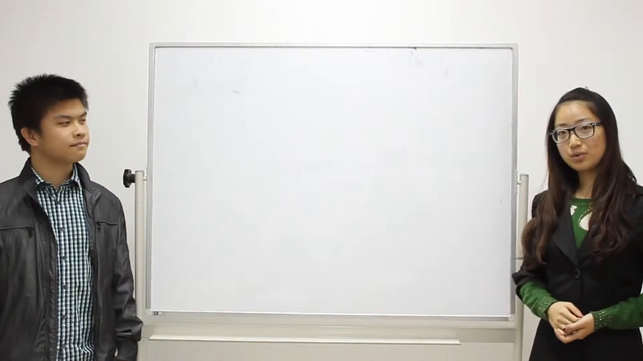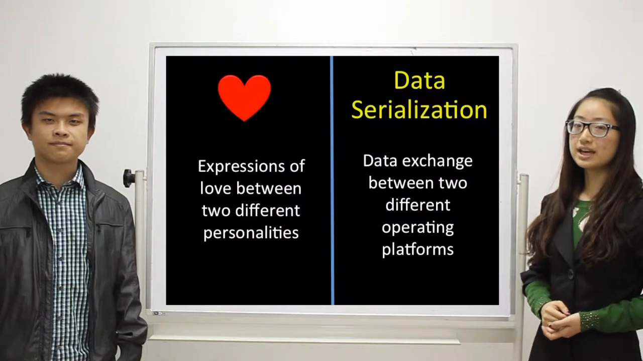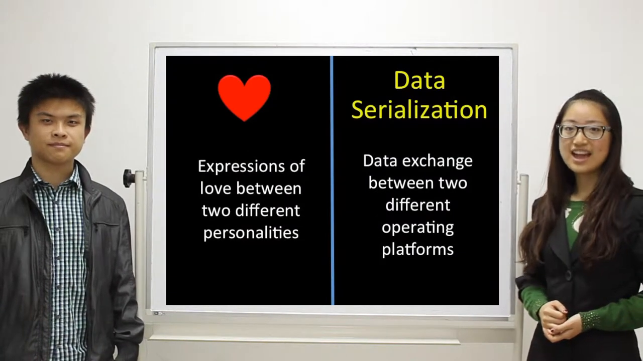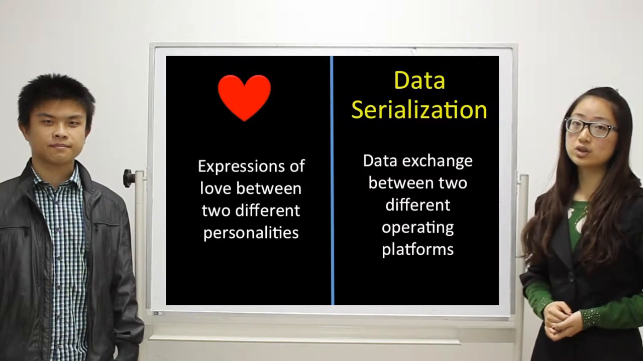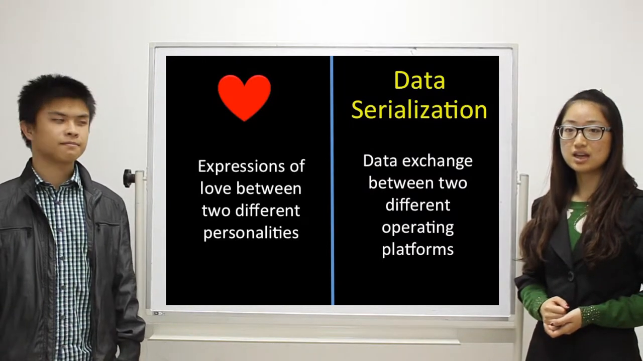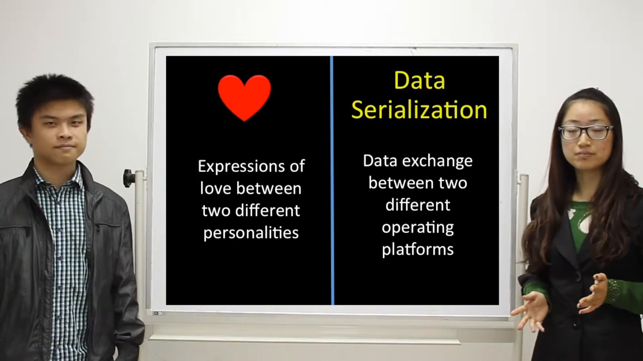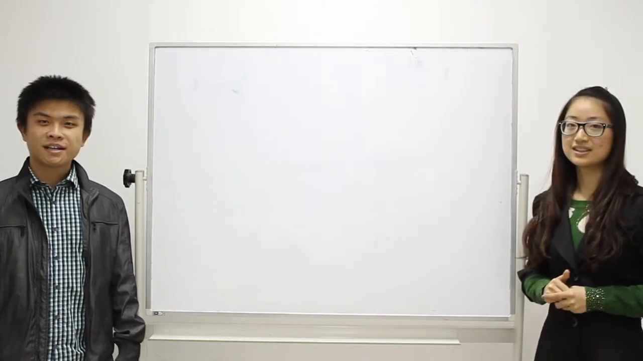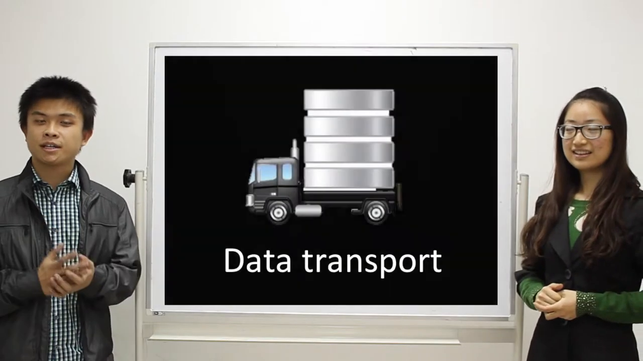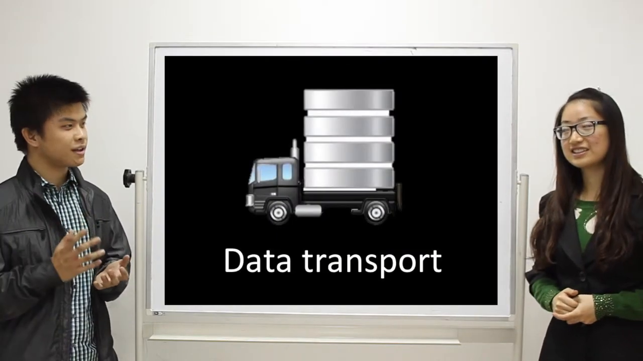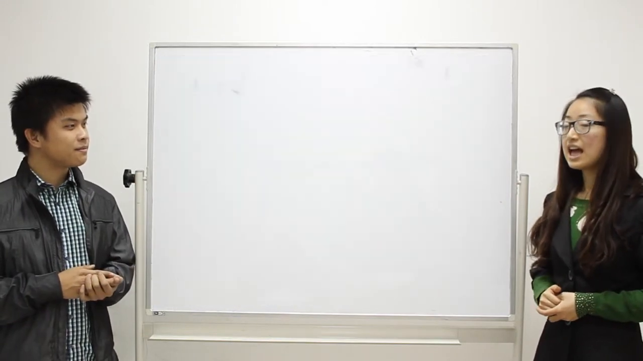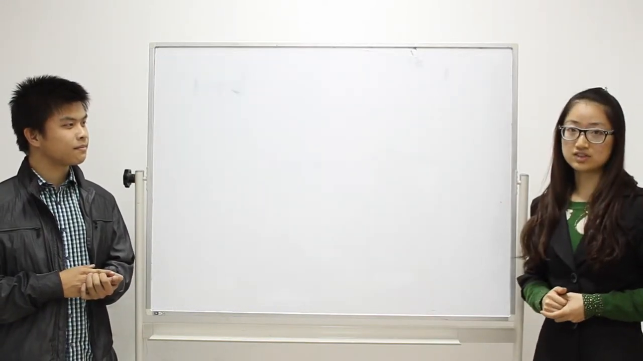Just as it is important to successfully convey expressions of love between two different personalities, it is important to ensure that two applications or databases are able to exchange data regardless of their operating platforms. So, data serialization allows for data transport between originally incompatible applications. What other uses does it have? Let's take a look at another case study.